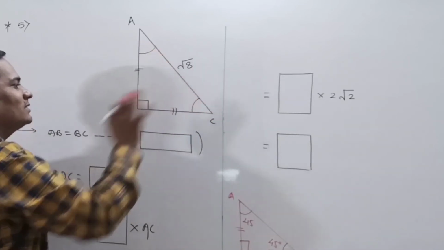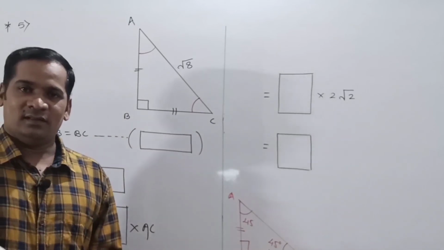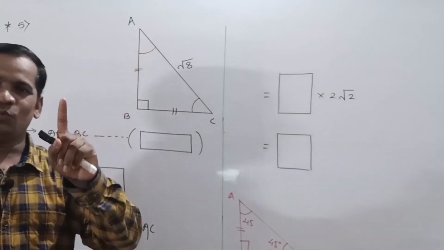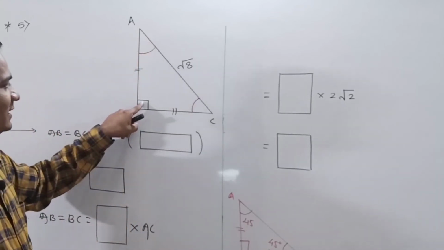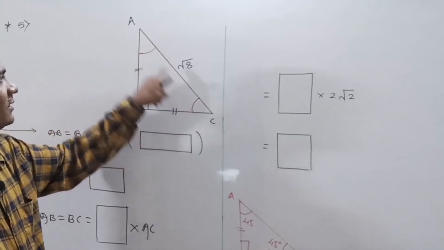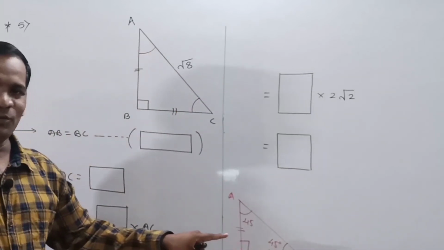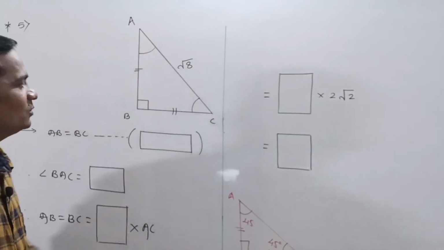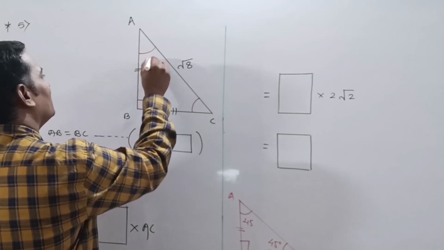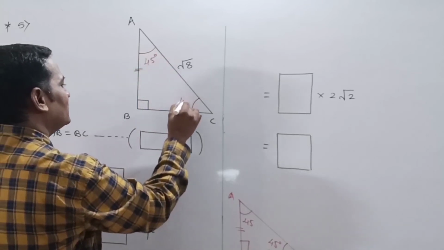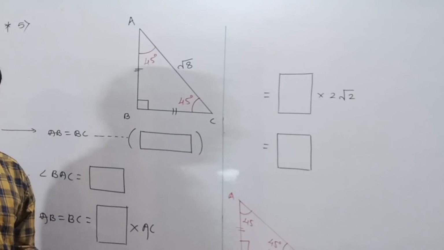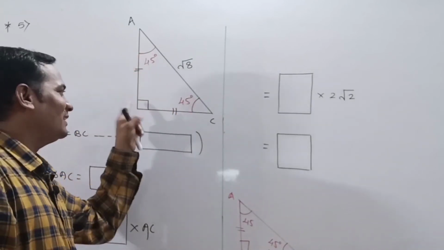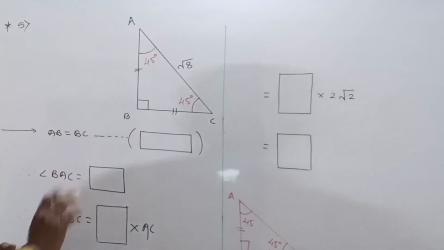Now one more thing: what is the angle sum property of a triangle? The sum of these three angles is 180 degrees. This angle is 90 degrees, that means the sum of these two angles will be 90 degrees. If the sum of these two angles is 90 degrees and both are congruent to each other, this angle definitely will be 45 degrees. This is also 45 degrees. Done. So now this is a 45-45-90 triangle, and now we can easily complete this activity.